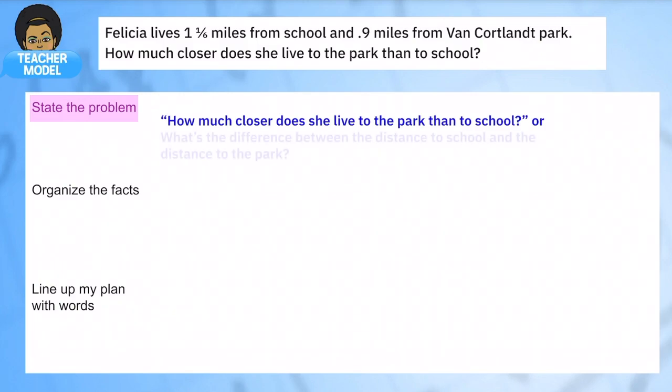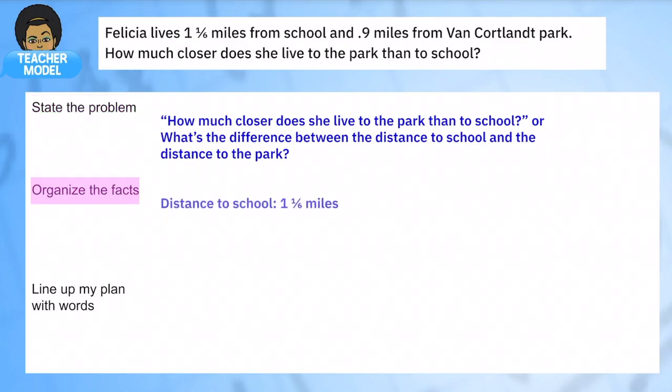Or, in my words, what's the difference between the distance to school and the distance to the park? So I want to know the difference between those two numbers. Here are our facts. We know the distance to school and we know the distance to the park. And just looking at them, you can notice one is a fraction, one is a decimal. So let's think about that in our plan.